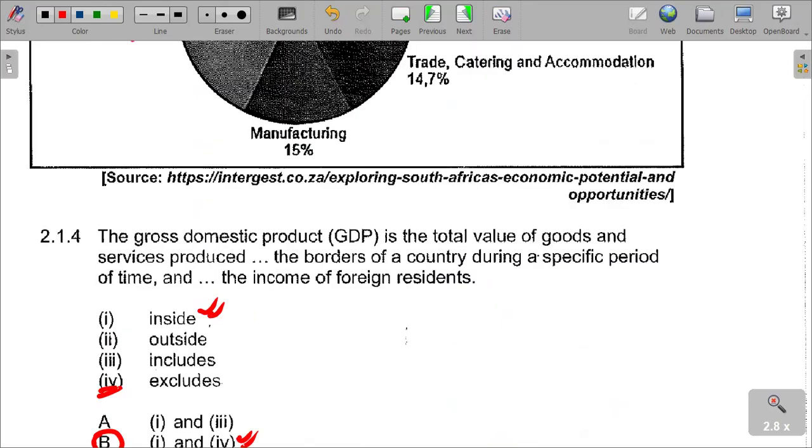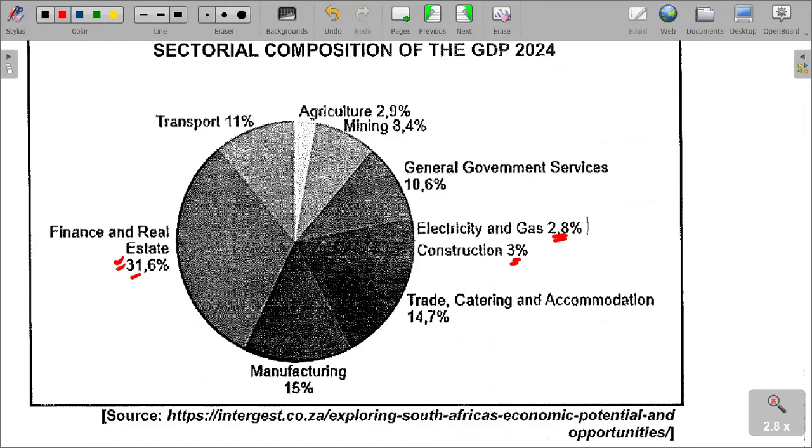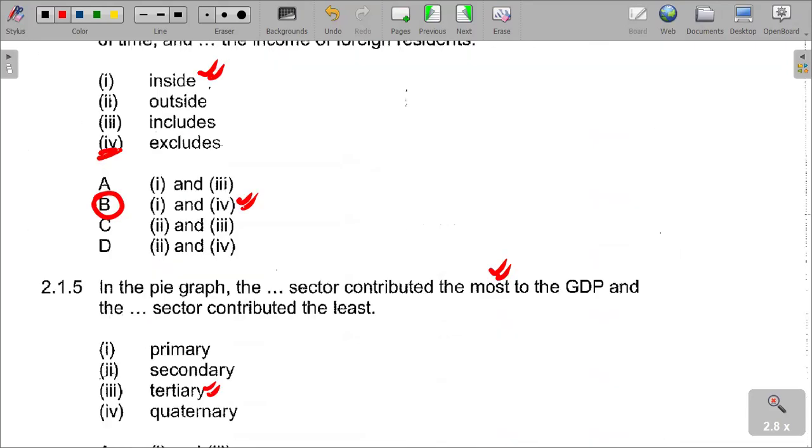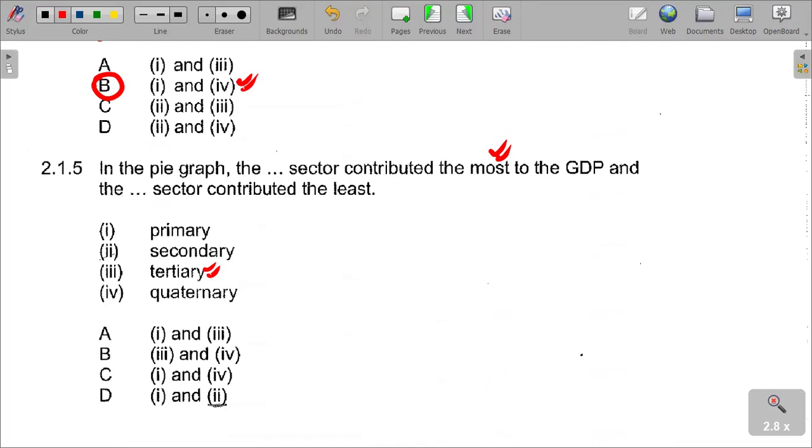So our answer, let me just confirm. We are saying the highest, the biggest, is the tertiary sector. But if we look at mining, plus general government services, construction 3%, transport, we add these values, and then we can see trade and catering, accommodation. When we look at these, we also have the quaternary sector. Quaternary, naturally, is one of the smallest, which also provides the least.